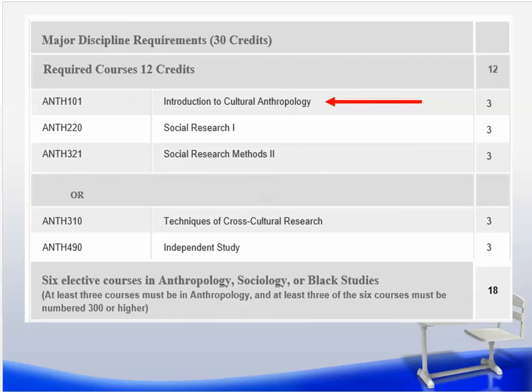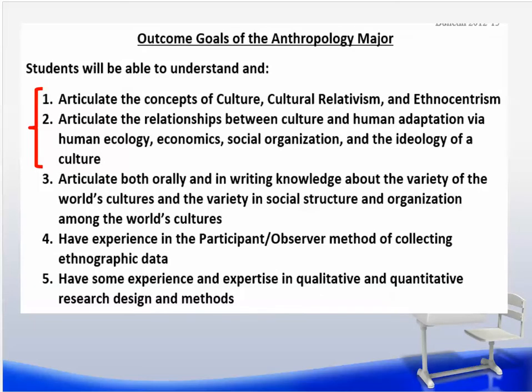And for this assessment, what we are doing is looking at just the goals that we assume are the teaching goals of Cultural Anthropology 101, and to see how effective we are in doing that. Now, with a discussion with other anthropology faculty, we have the outcome goals for the major. They are these 5.